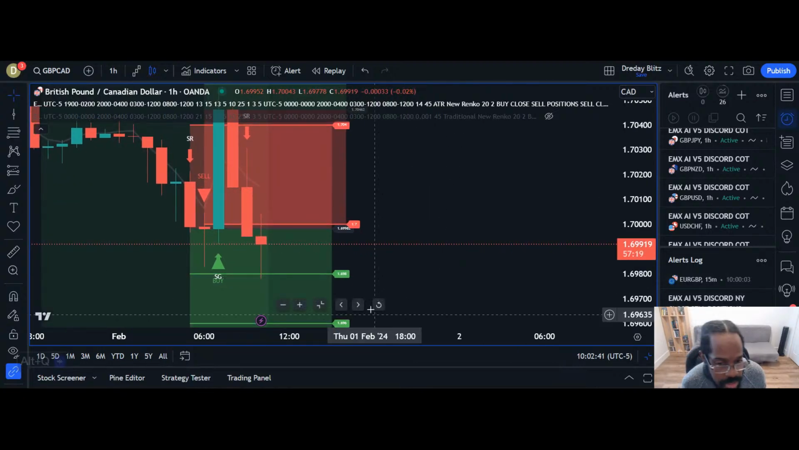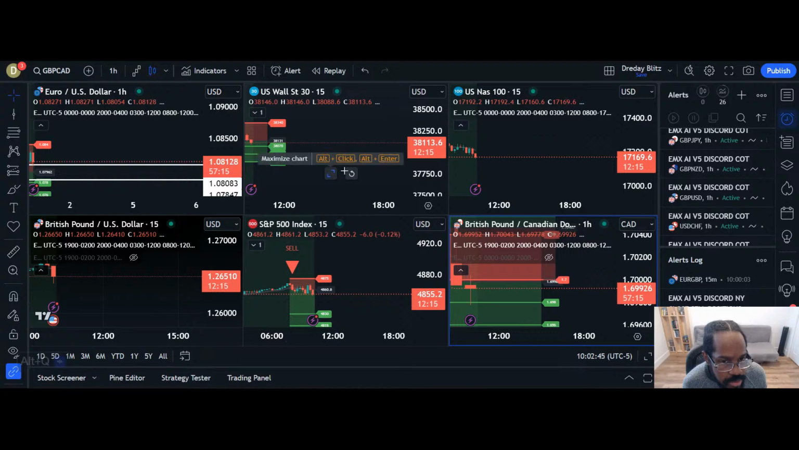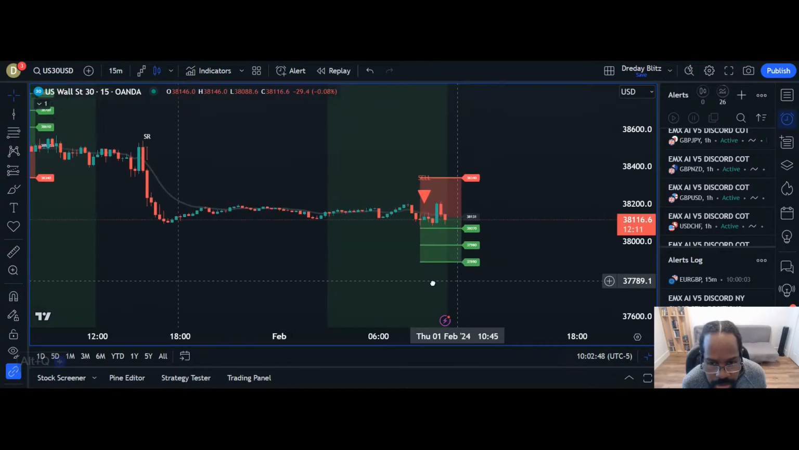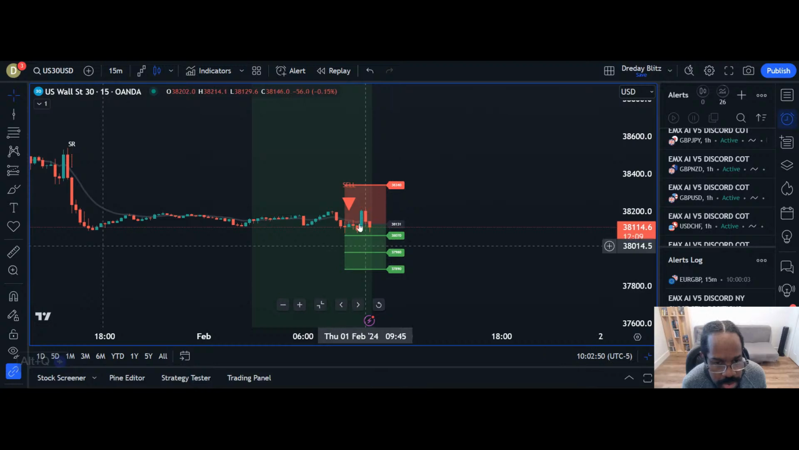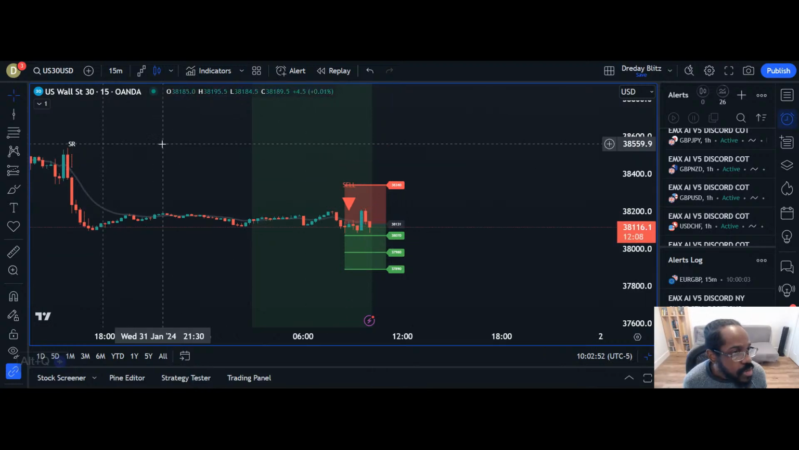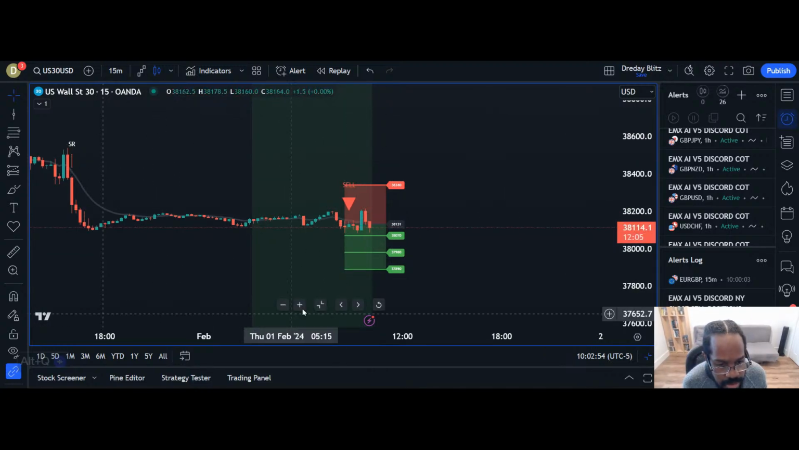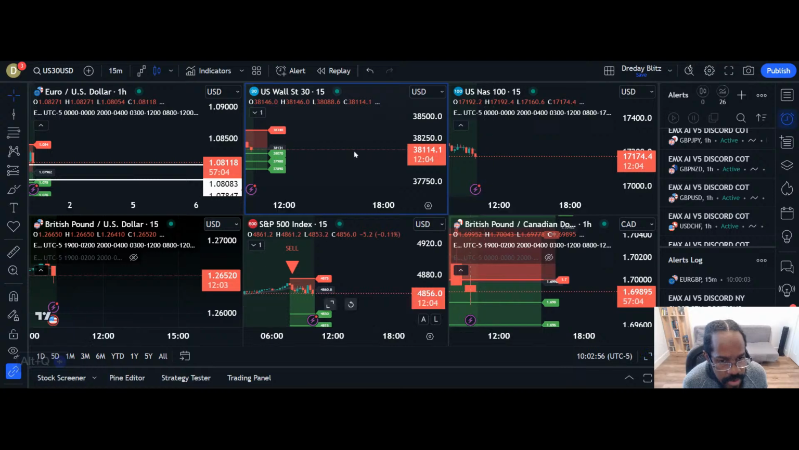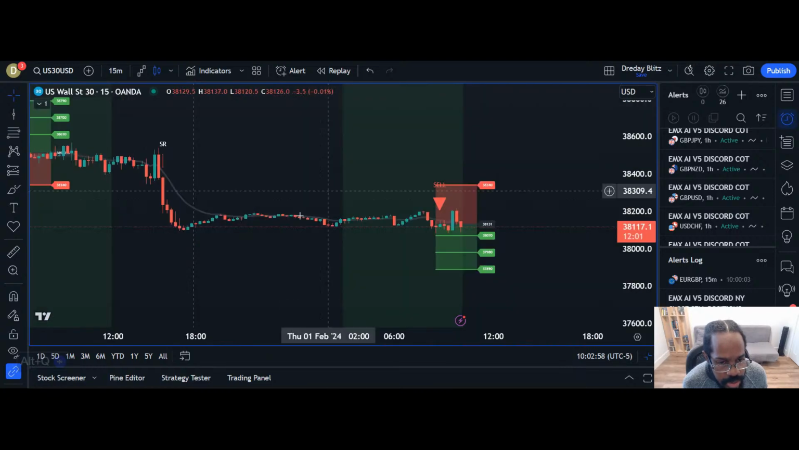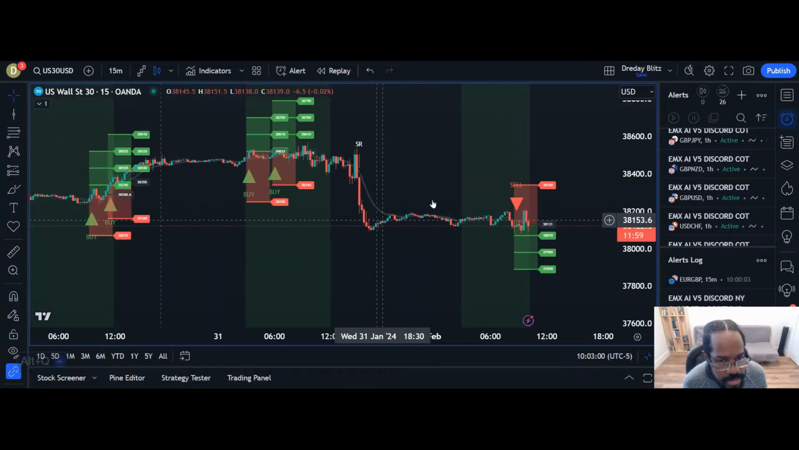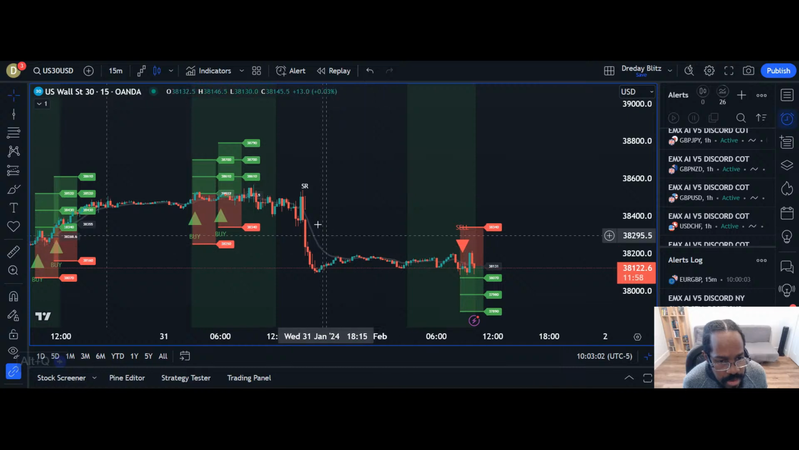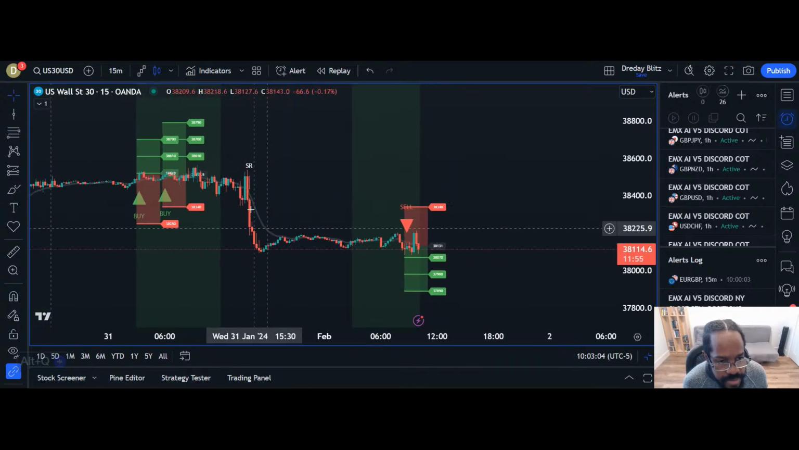So let's look at the indices and see if it's going to push up, because I did receive an upcoming trend continuation here going up on US 30, but I'm waiting because there's a fair value gap on the 15 and the 1 hour that needs to be filled right here.